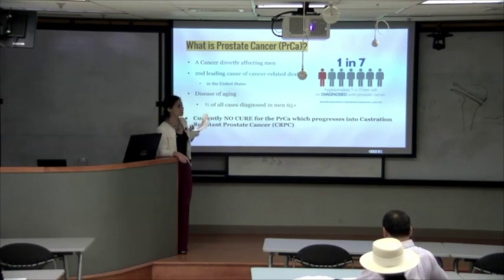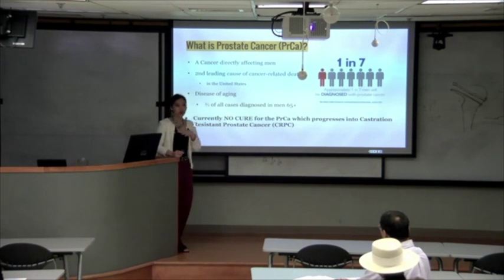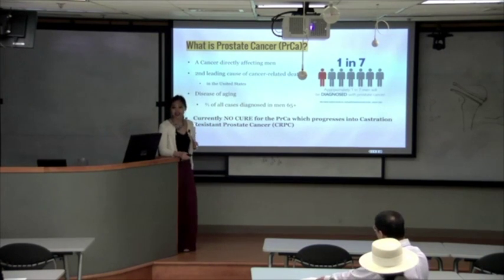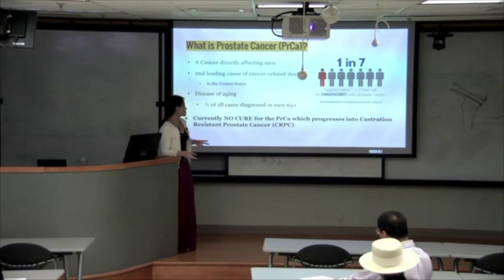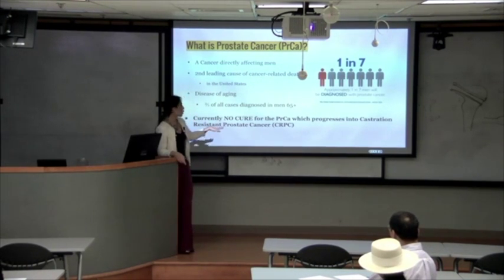Prostate cancer is understood to be a disease of aging. Most men diagnosed with prostate cancer will actually not die from the disease. There's an estimate of about 3 million men currently living with prostate cancer in the United States. What we are interested in is the prostate cancer which then progresses to the advanced stages and becomes metastatic. And this becomes known as CRPC, or castration-resistant prostate cancer.